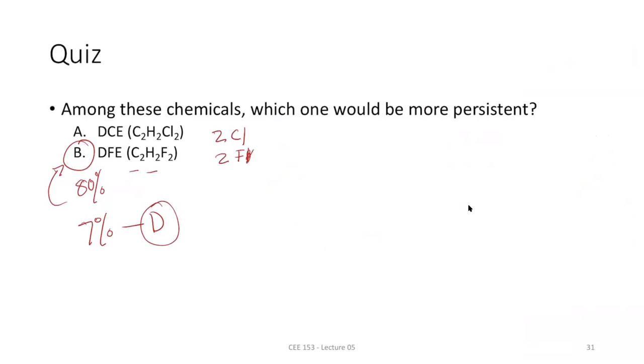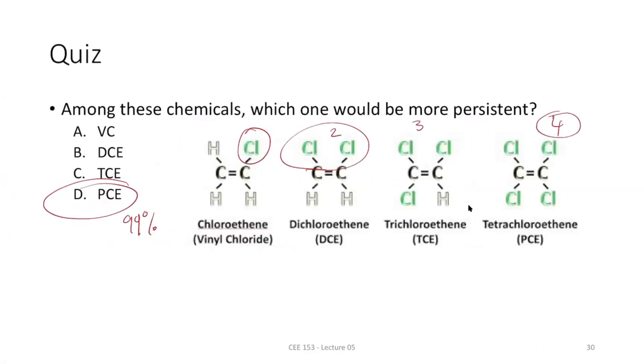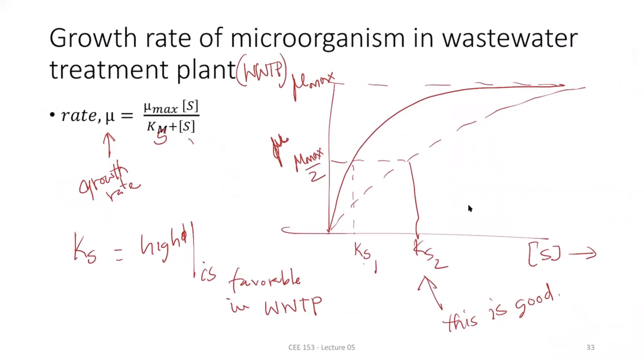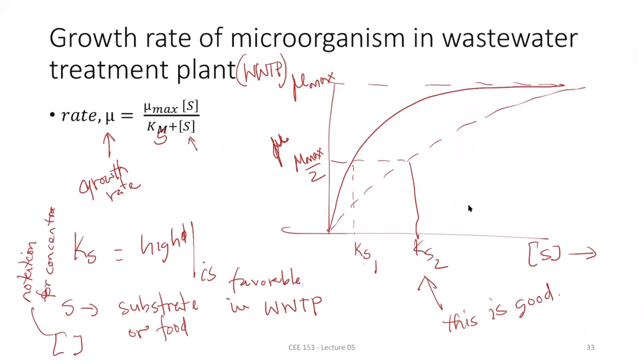I'm not sure what S is. Is that a concentration? Are you asking about this S? Yes, this is substrate concentration. It could be glucose, it could be methanol, it could be anything. So S stands for substrate, or food. And this bracket is a notation for concentration. Anytime you see this bracket, it's a concentration term.